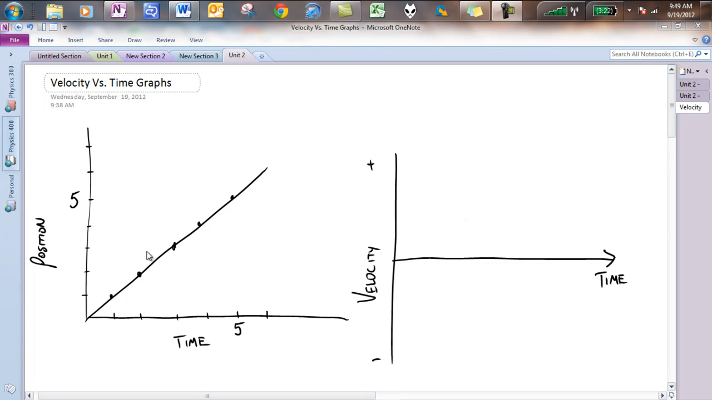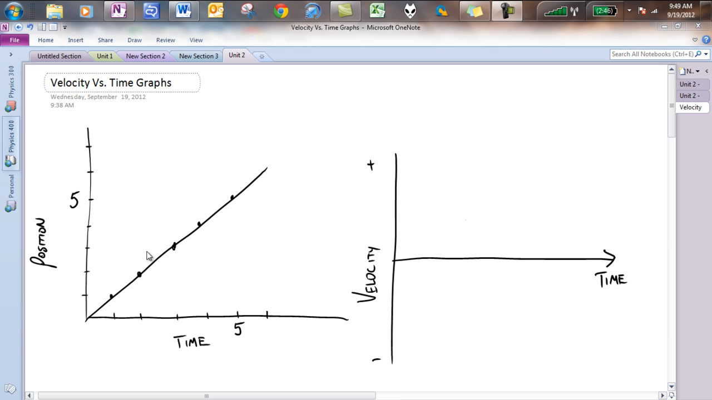We are moving on with our unit. This is Unit 2. We are looking at velocity versus time graphs. In class, I gave you this very simple position versus time graph, and I asked you to create the velocity versus time graph. If you have not tried it, this is where I'd say just give it a pause and give it a shot real quick.